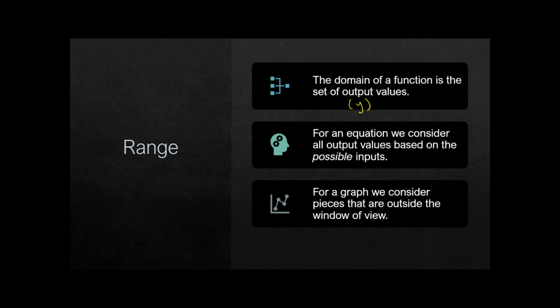so you have to think about what is possible. And then for graphs, just like with domain, you have to essentially zoom out or think about the parts of the graph that you don't see and kind of think about, well, what is the pattern here? Where does it continue? What is the trend? So you have to do a lot of thinking and noticing the pattern when it comes to equations and graphs, so that you have an idea of the domain and range.